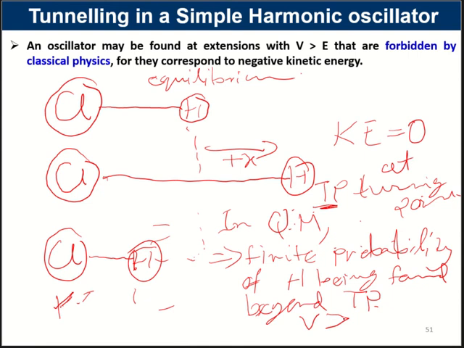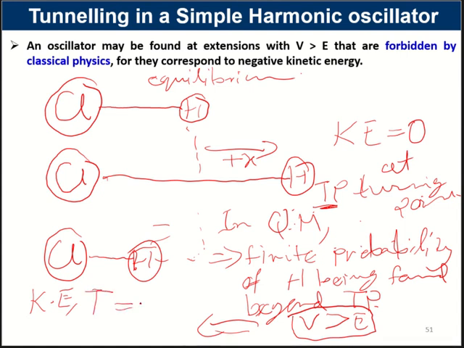V is greater than E, and to make the energy constant, the kinetic energy which we represent by T, if I write, T is negative. Kinetic energy is negative. V is greater than E, and kinetic energy is negative in this region. So now, let me just rub it off.